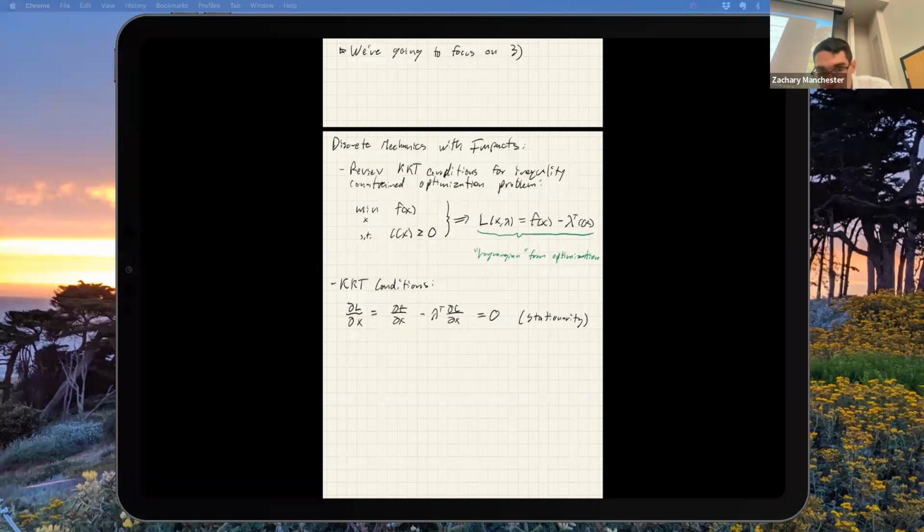Then there are a few more of these. The next one is we need the constraint c of x to be greater than or equal to 0. This is called primal feasibility, primal being the x's, and feasibility meaning it satisfies the constraints. The next one: in the inequality case, you have a condition on the multipliers. Lambda also has to be greater than or equal to 0. This is called dual feasibility because lambda is the dual variable.